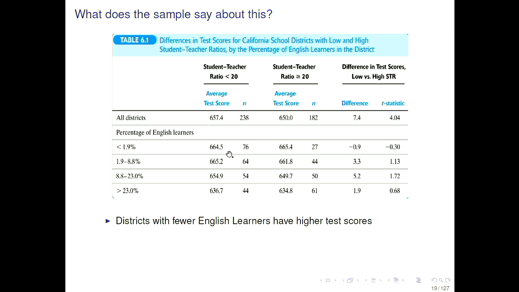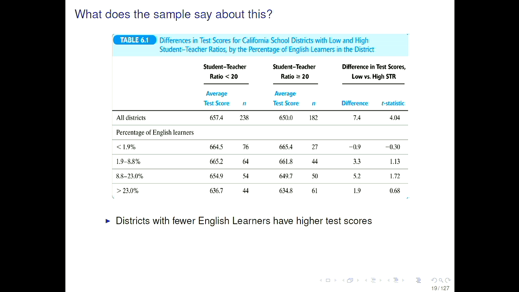So the test score for small student-teacher ratio is 664.5, and for the larger student-teacher ratio it is 665, and the difference is even negative. Of course, the standard error is also large, so we cannot say that this is statistically significant. And the second group, the percentage of English learners is between 2% and 9%, roughly speaking. For this subgroup, the effect of having a small class is 3.3 on the test score. This is positive, but very small, right? And in the third group, the effect is 5.2, and in the largest group, the effect is close to 2, right? None of them is larger than 7.4.